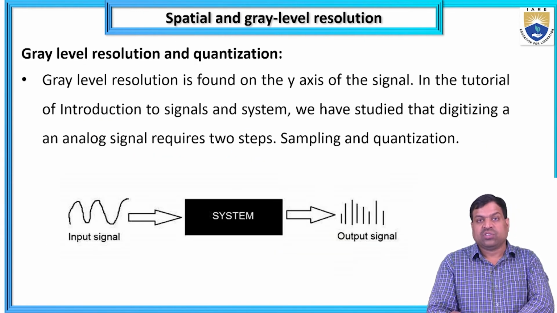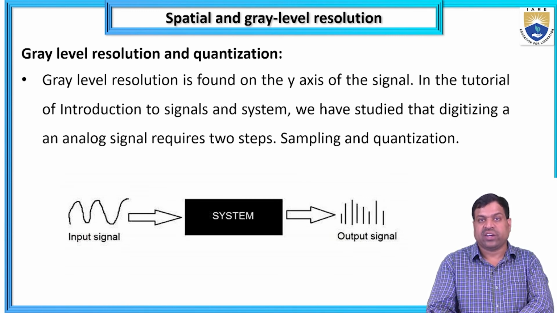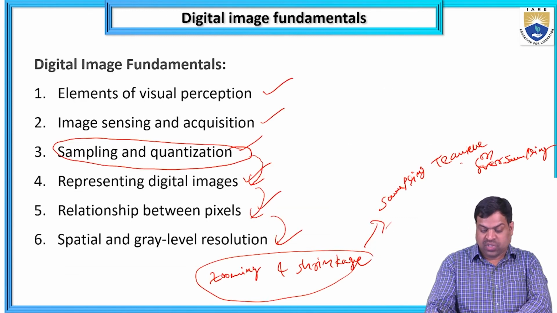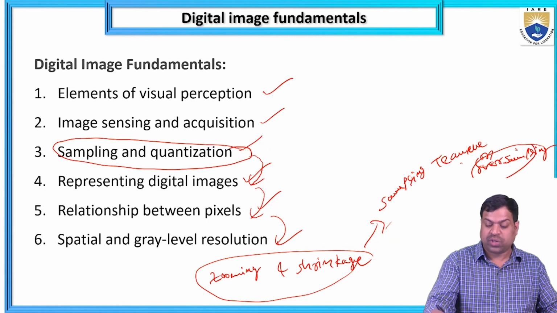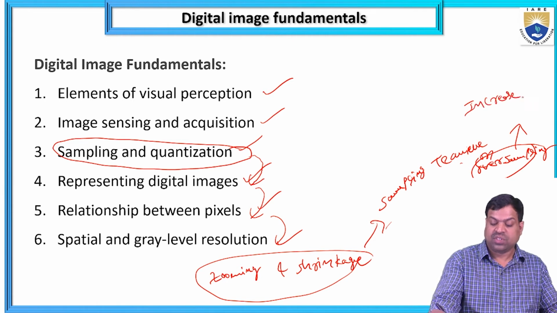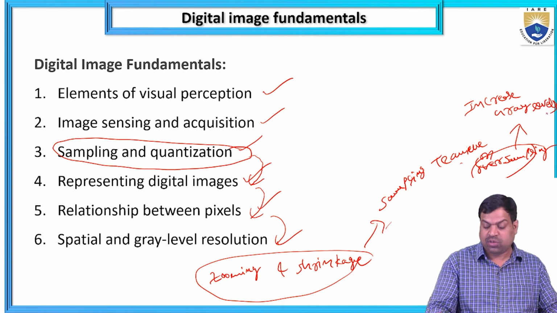So what are the gray levels? In that zooming and shrinking, we are increasing the gray levels or intensity values. So what is the gray level resolution? Gray level resolution means, suppose we go for oversampling, it means increasing the gray levels. So how are we increasing the gray levels from the original?